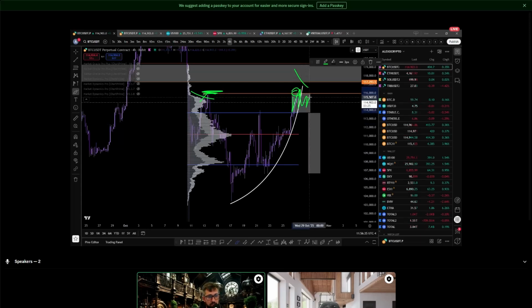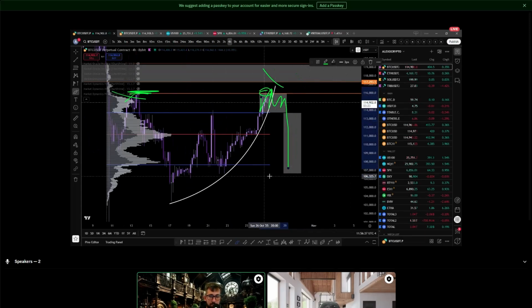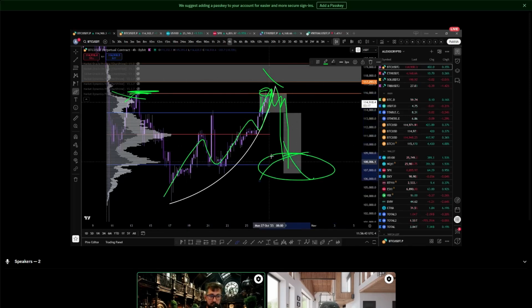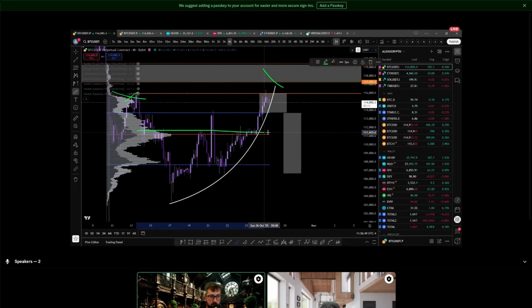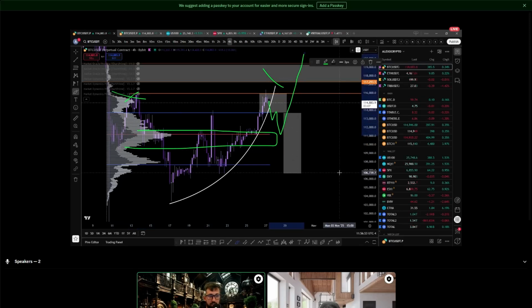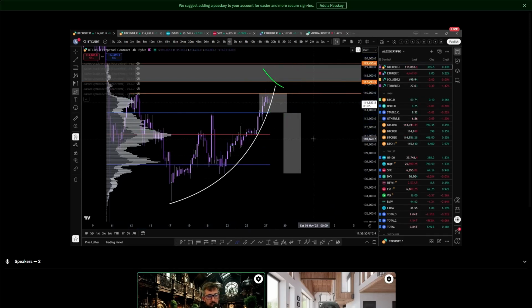So we are very overextended over here, so I wouldn't be surprised if this happened. Be prepared, because we take the stairs up and the elevator down. This is looking good, but also understand we are very overextended. At minimum, we're looking to come back and retest the point of control here and get acceptance below and then bounce, okay? So be prepared for that.